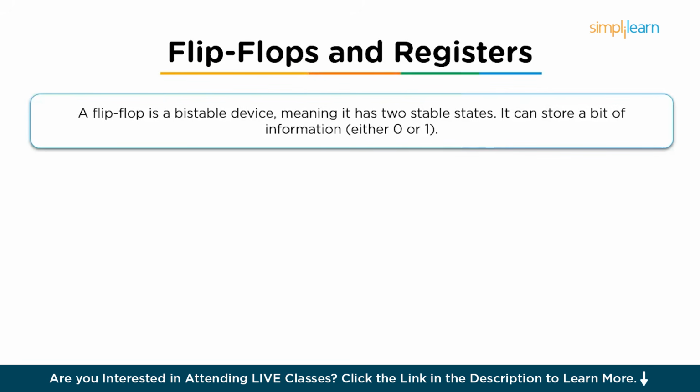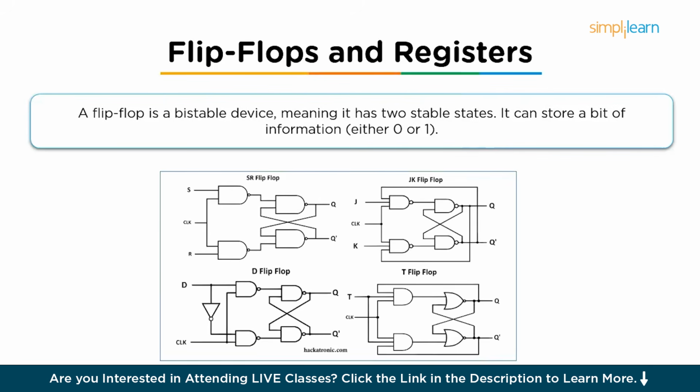So there are different types of flip-flops, like SR flip-flop. The SR is set reset. The flip-flop has two inputs, one is set and another is reset. And D flip-flop. The D means data flip-flop. It captures the value of input on the rising edge of the clock signal. The input data is transferred to the output when the clock pulse is received.